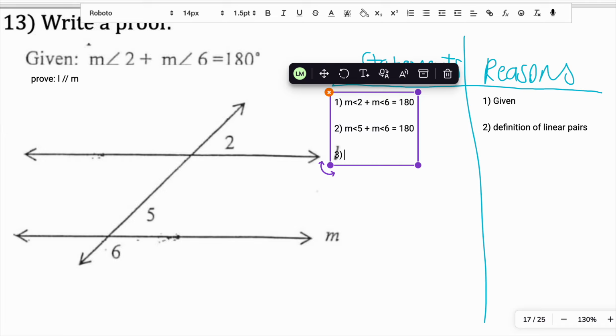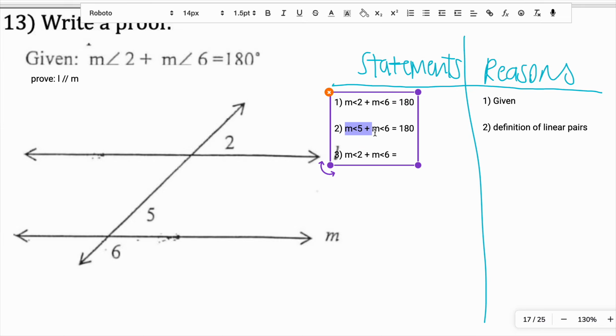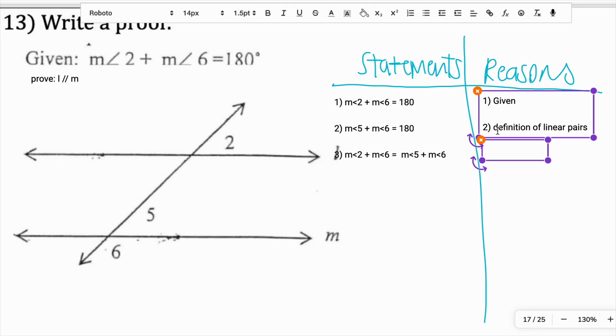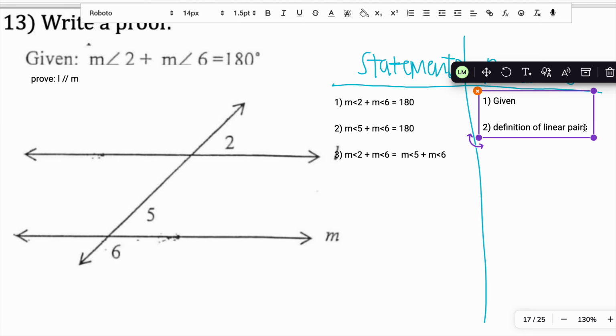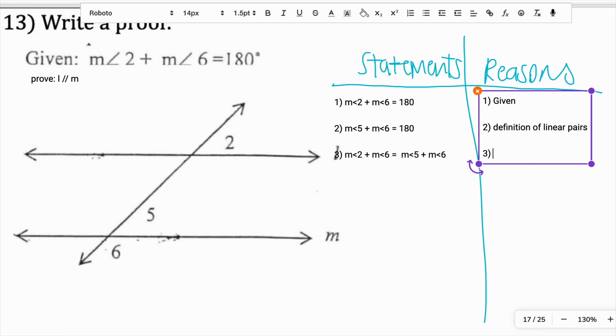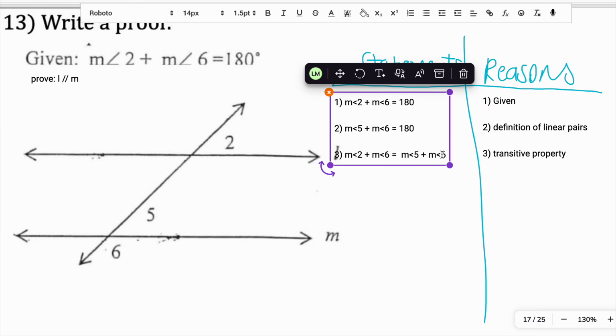Then when we go from statement 1 to statement 2, we can maybe use transitive property. So the measure of angle 2 plus the measure of angle 6 is equal to the measure of angle 5 plus the measure of angle 6. Okay, and so that one could be transitive property. Or if you use substitution here, that would be fine.